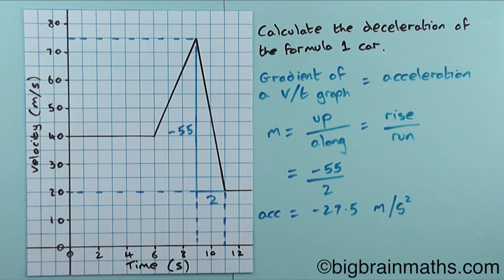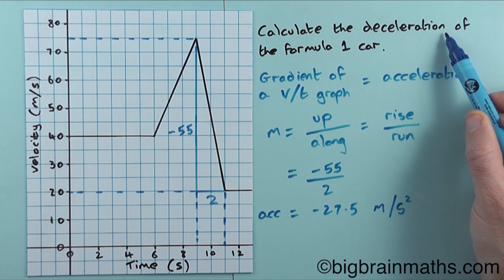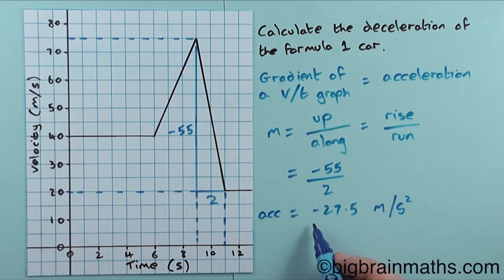Now, some students get confused with this answer because I've called my answer an acceleration. And actually, we were asked to find the deceleration of the Formula One car. Well, any time that you have a negative acceleration, that means that the object is slowing down or decelerating. So a negative acceleration is a deceleration. So saying that the acceleration is minus 27.5 meters per second squared is exactly the same as saying that the car is decelerating.